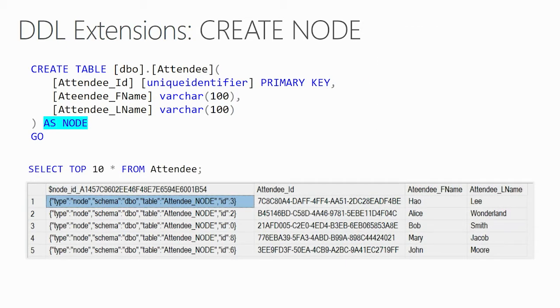But what happens when you create a node table? And why are we creating this special type of table if it is just a table? When you create a node table, we create one implicit column inside that table for you, which is called $node_ID. This column is a unique identifier for every node in the database. When you select from this table, it will appear as a JSON string. However, it is stored as an integer internally.